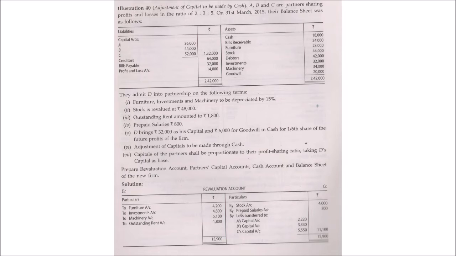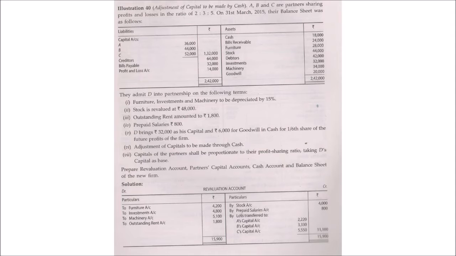Capitals of the partners shall be proportionate to their profit sharing ratio, taking D's capital as base. Prepare revaluation account, partners capital account, cash account and balance sheet of the new firm. This is the question. So we can start from the last adjustment. According to this adjustment, we have to calculate the new profit sharing ratio to find out the capital of the partners.